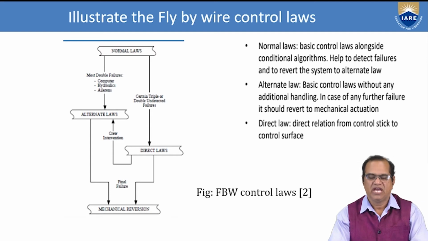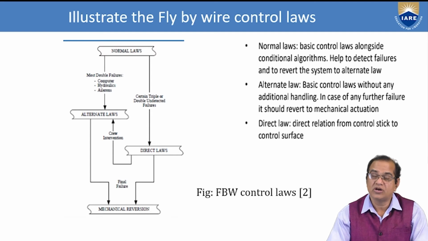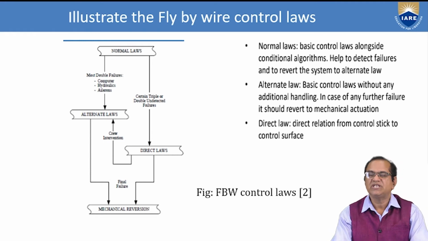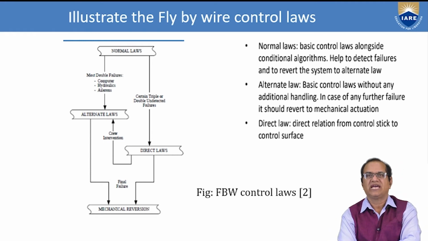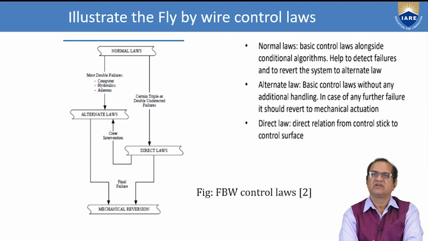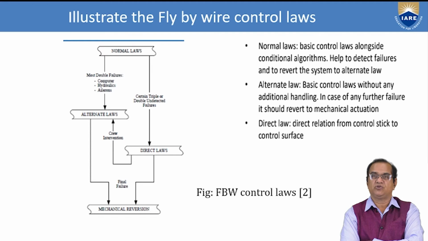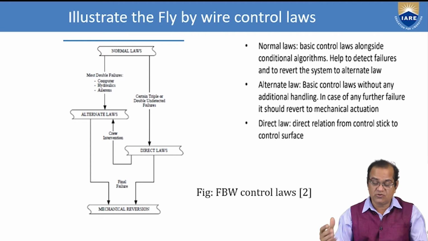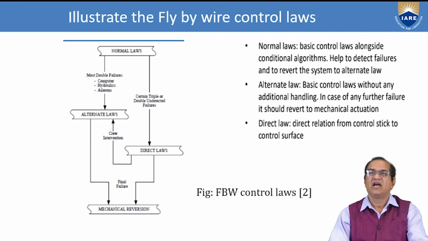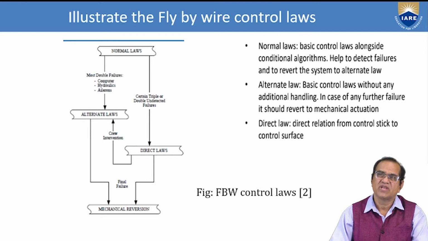Next, let us illustrate the fly-by-wire control laws. We have seen in my previous lecture that fly-by-wire was introduced in aircraft to reduce the pilot load, reduce the weight of the aircraft, and give more reliability. The redundancy of the aircraft is increased, and the engine power requirement is reduced due to the low weight of the aircraft. These are very good benefits of fly-by-wire. But what control laws does fly-by-wire follow?